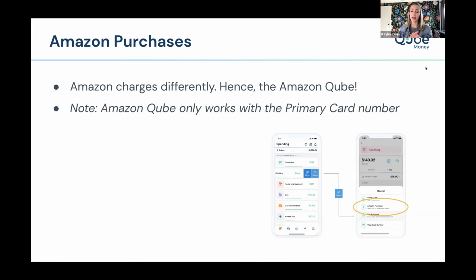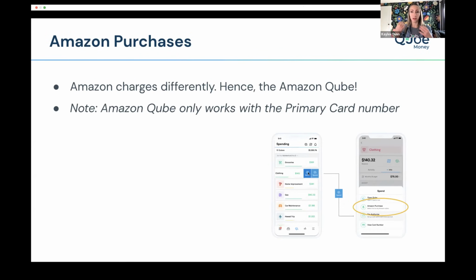you. And how you access that is you, again, swipe on a spend Qube and hit spend and then Amazon purchase. And you will type in the amount of your total Amazon purchase. And on the back end, we'll automatically transfer that amount to your Amazon Qube. And Amazon will pull the money from that Qube. So as long as the money's in there, it will come out. So right now, Amazon works with your primary card number. So whatever your main card number is what you'll give to Amazon as your payment method.